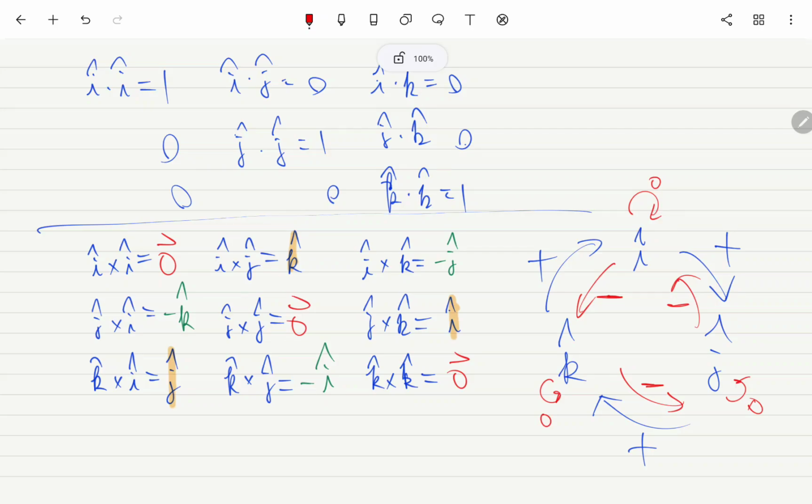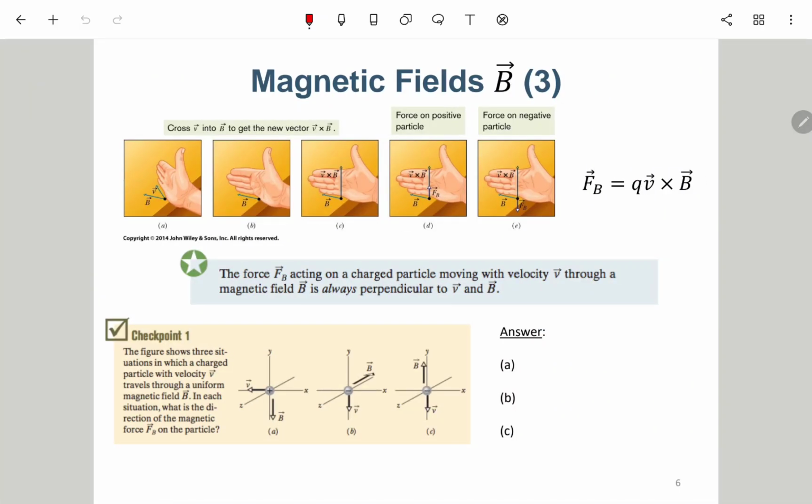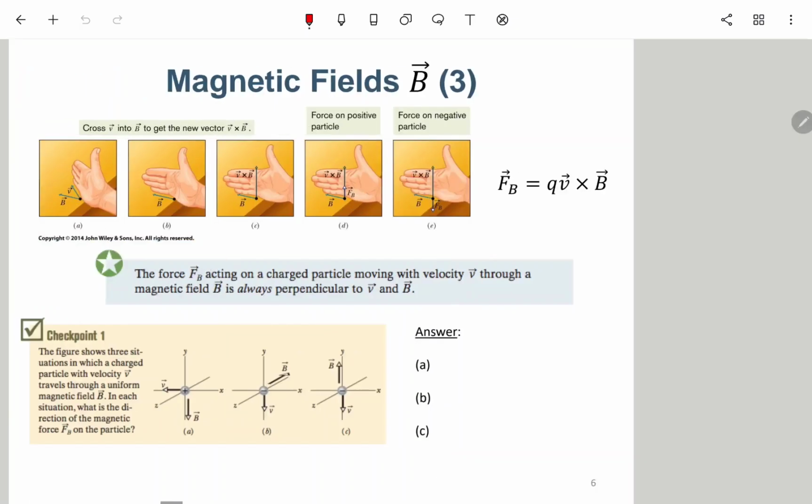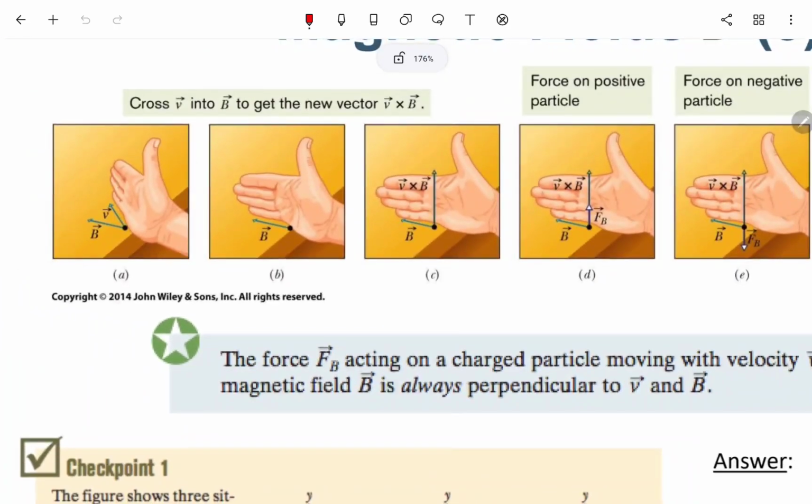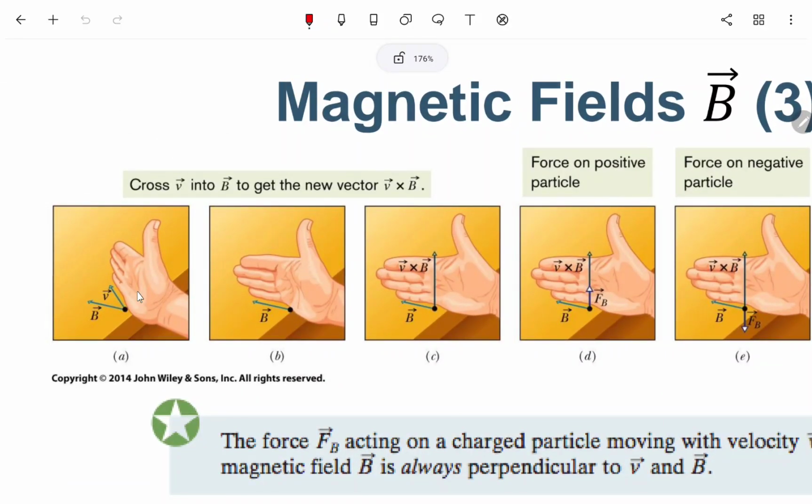Okay, so next we slightly talk about the cross product. Okay, for the cross product, it just mentions how to work with the right hand rule. I suppose you should be able to do that.